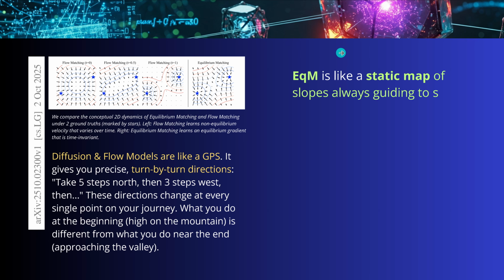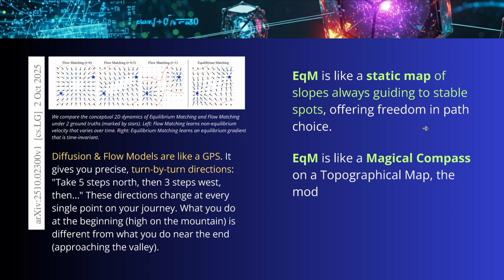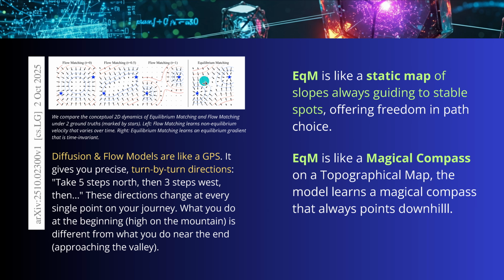Now, EQM is like a static map. So we have here dynamic, static map, much easier, much computationally faster. A static map of slopes always guiding to a stable spot, the energy minimum, offering the freedom in the path choice. This is amazing, offering freedom in the path choice. If you want, it's like a magical compass, and you have been given here a topographical map and a compass, and the model learns here, of course, the AI model, a magical compass that always points downhill, and you have here the indicator. So this is now a static map.